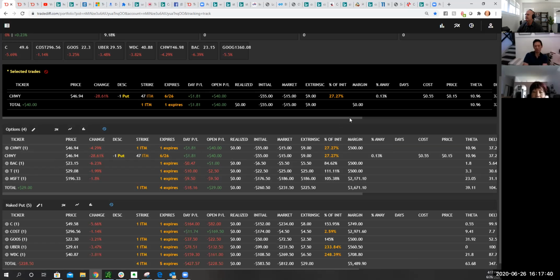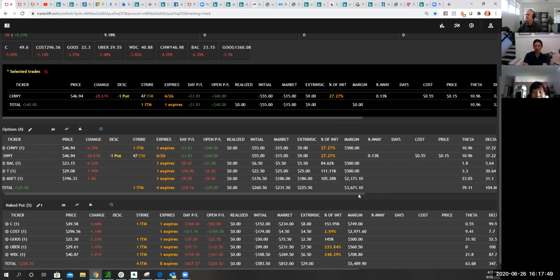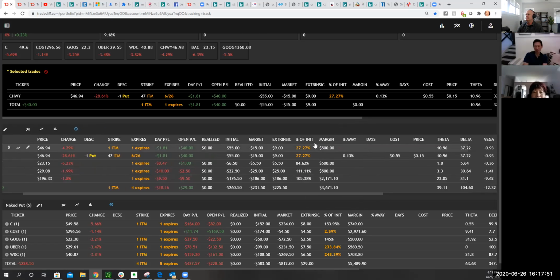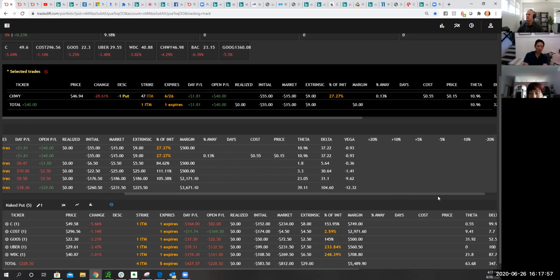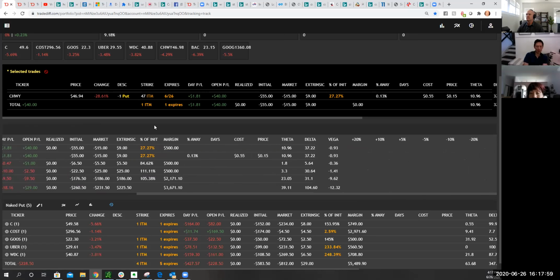Go ahead, Mike. Yeah, $500. I want to say a couple things on the percent of initial. Alice, this is probably something that a lot of people who sell options want to keep track of, because if your number goes down below 50%, it turns yellow like that. So you see how 27 is yellow.